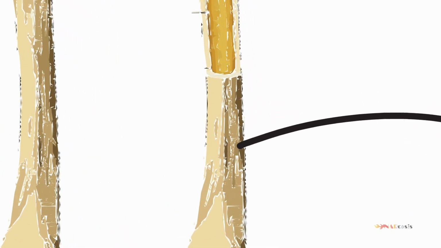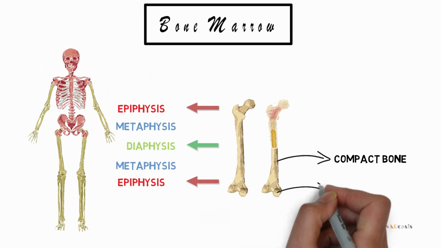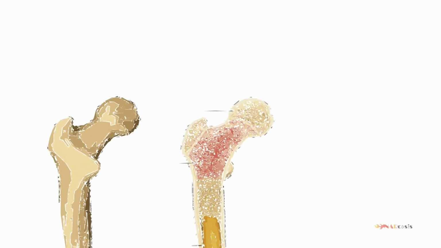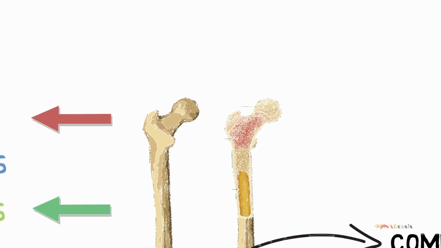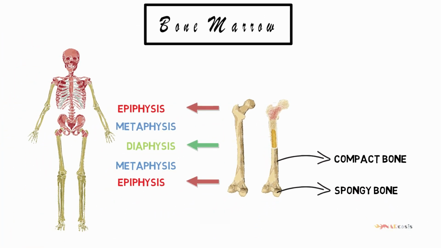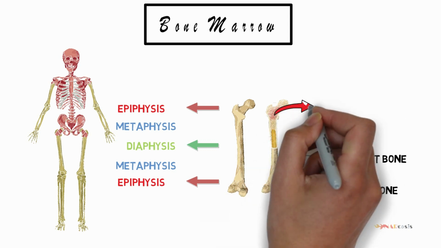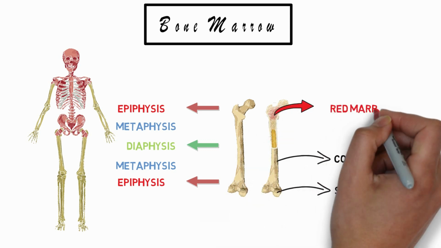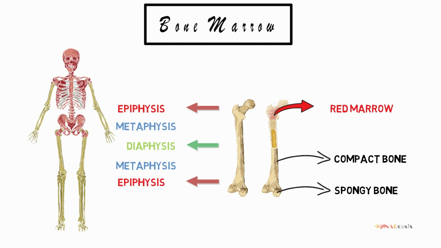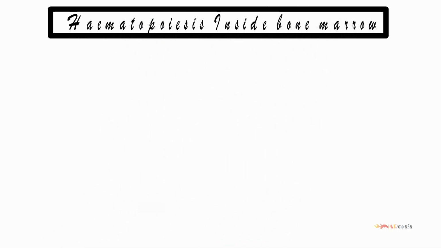On the other hand, our bone can be classified into compact bone or spongy bone, which is the histological classification. The long bone usually has the spongy part in the epiphysis and the compact part in the diaphysis. In our case, the red marrow where the haematopoiesis occurs is present in the proximal part of this femoral bone, and the rest of this long bone is replaced by the yellow marrow during adulthood. So, let's take this red marrow and go inside it to see how haematopoiesis occurs.